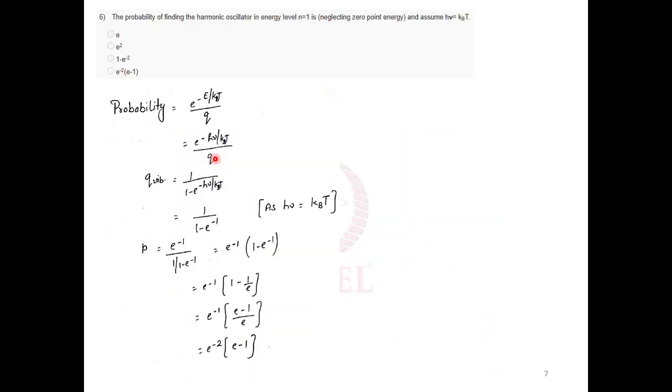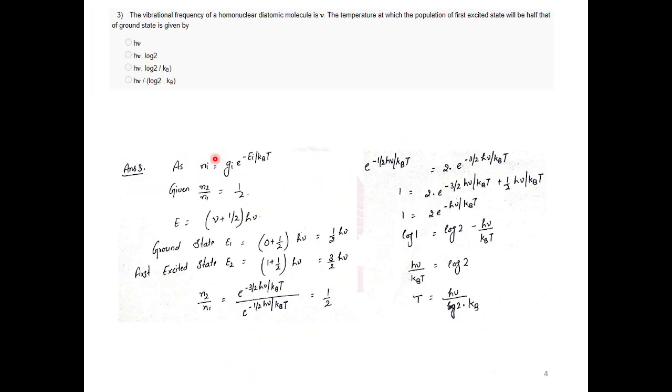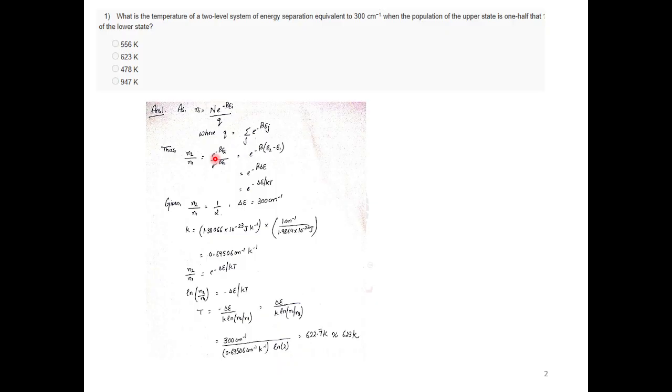So, you understand. First we have this question where we need to calculate the temperature at which the population of the second, upper state will be just half of the lower state.